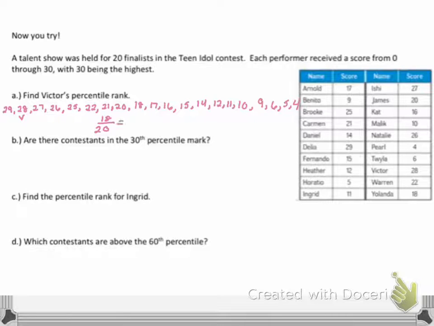So that puts him in, so 18, let's see. 18 divided by 20 gives you 0.9. Multiply that by 100, that puts him in the 90th percentile.